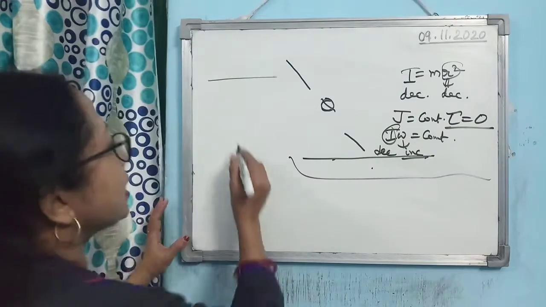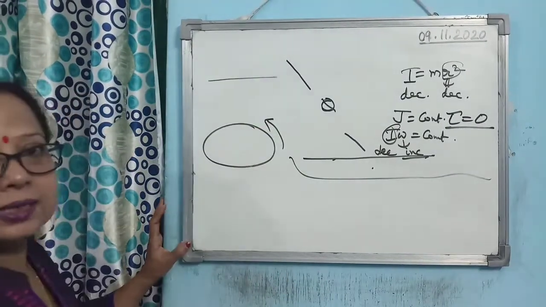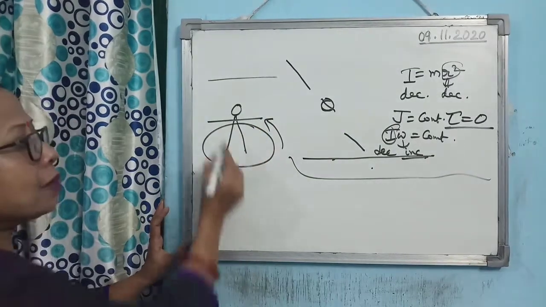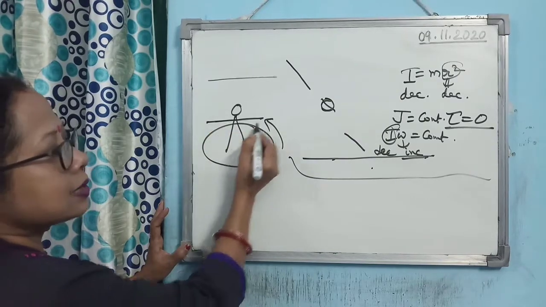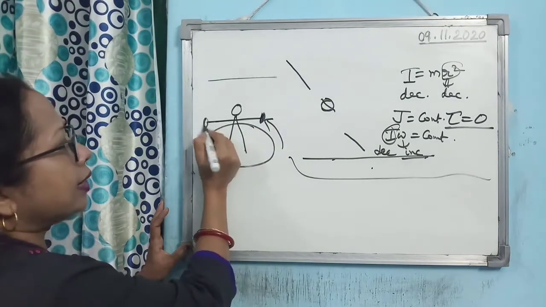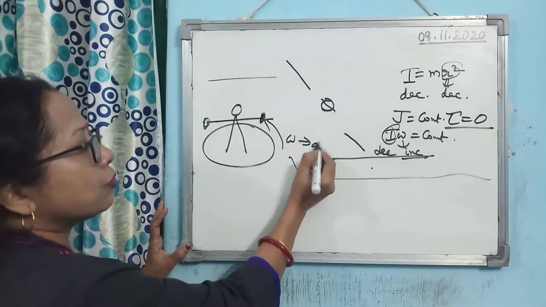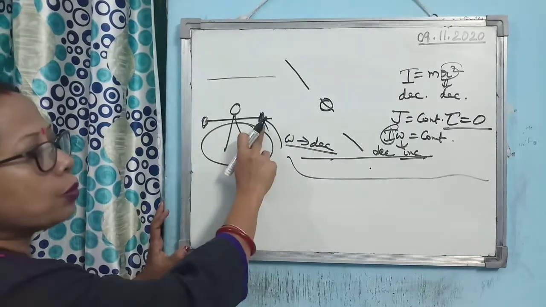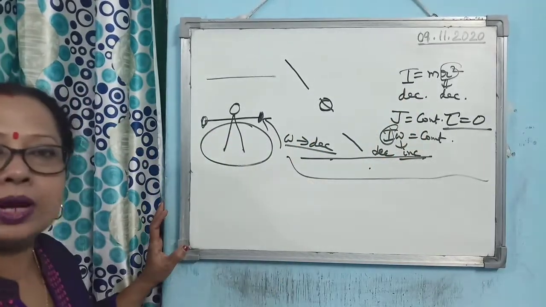Alright, then another example. Suppose there is a table which can rotate about this axis, and suppose a person is standing on it. When the person stretches the hands, holding one heavy weight, you will see the table spin with less angular velocity. Omega will decrease because R is more. R more means I will increase. So when I increases, omega decreases.